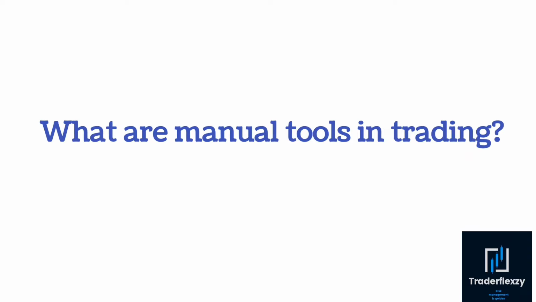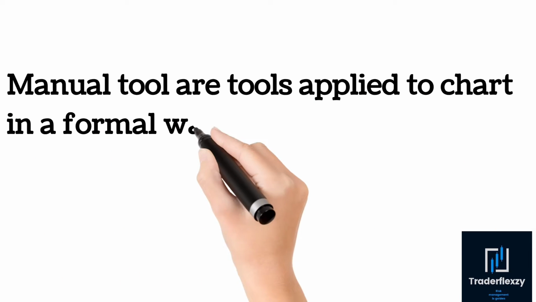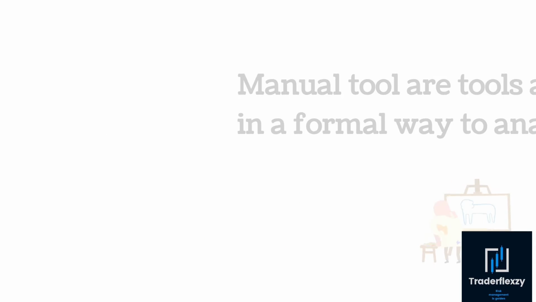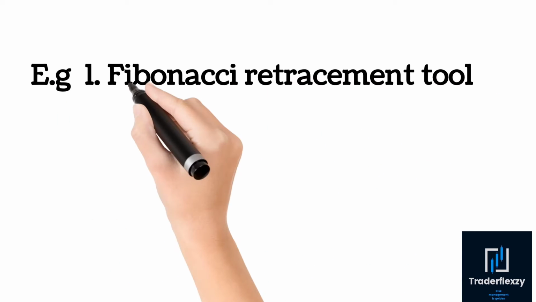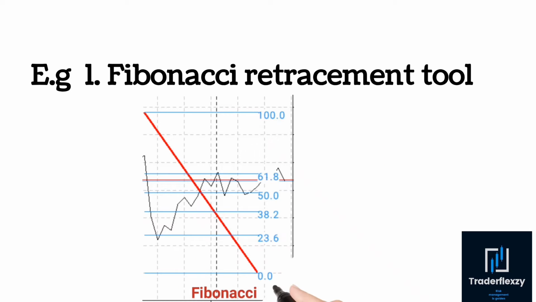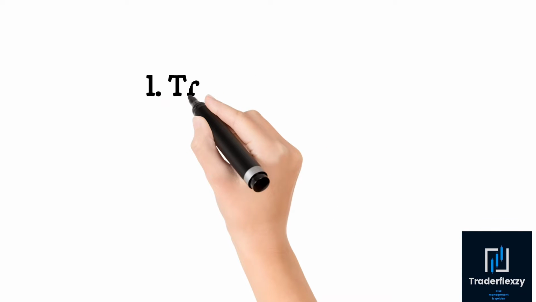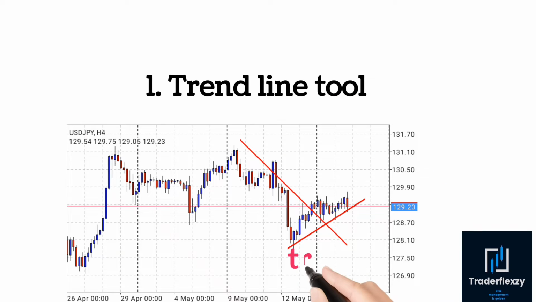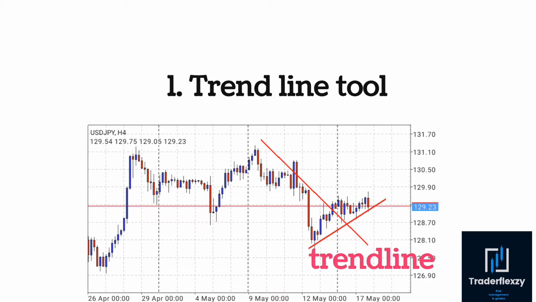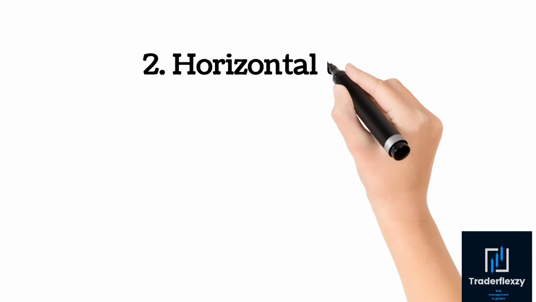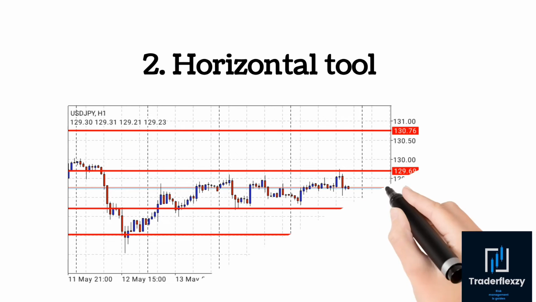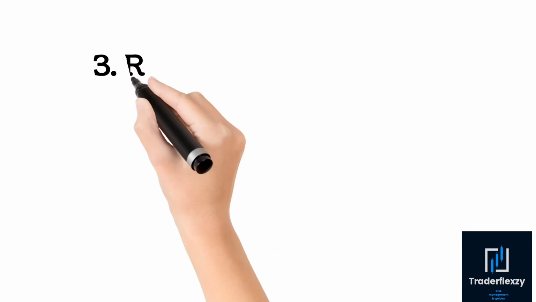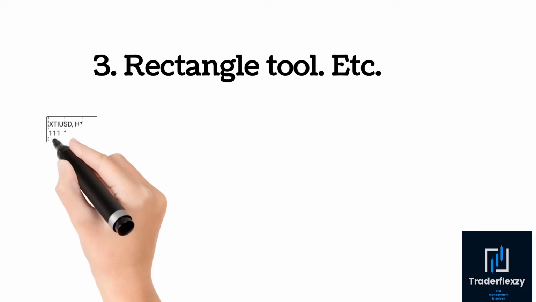What are manual tools in trading? Manual tools are tools applied to a chart in a formal way to analyze the chart. Fibonacci retracement tool, trend line tool, horizontal tool, rectangle tool, etc.